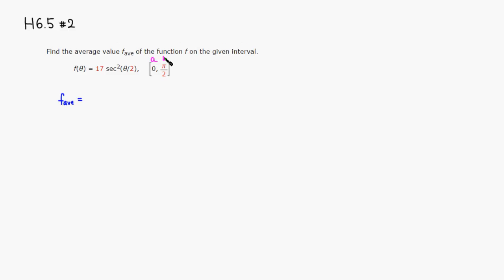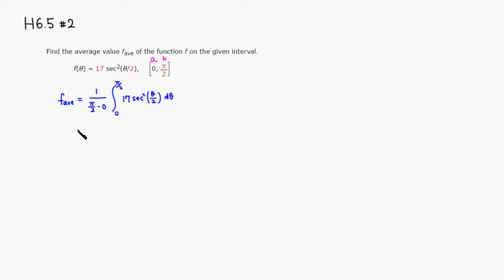and this is going to be our B. So it's going to be 1 over b minus a, which is pi over 2 minus 0. There's no point of writing that. Then integral from 0 to pi over 2. Then the function is 17 secant squared theta over 2 d theta.